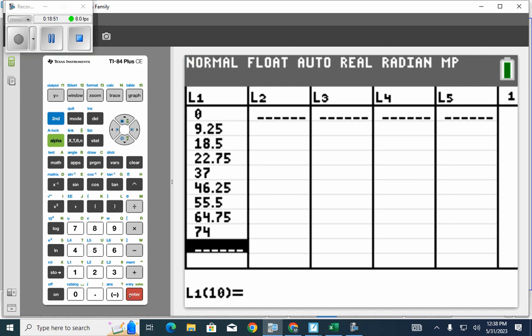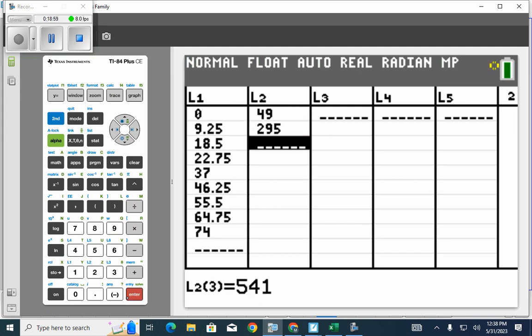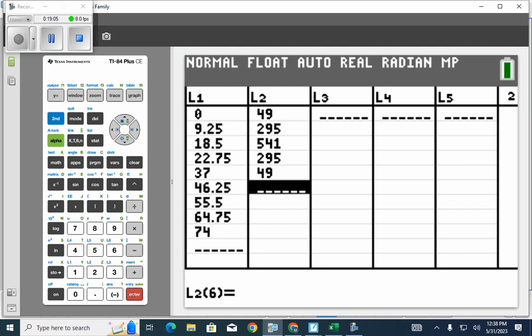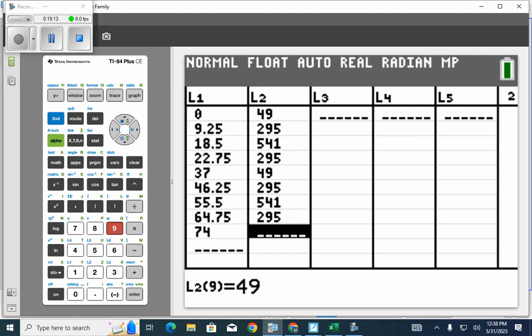Okay, and then go over to list 2. So we've got 49, 295, 541, 295, 49, 295, 541, 295, 49.